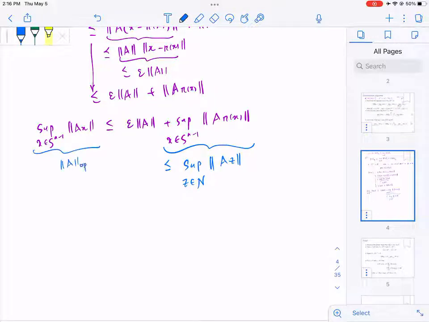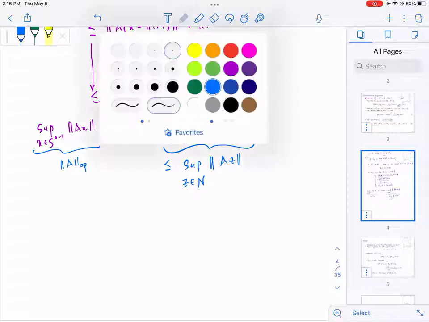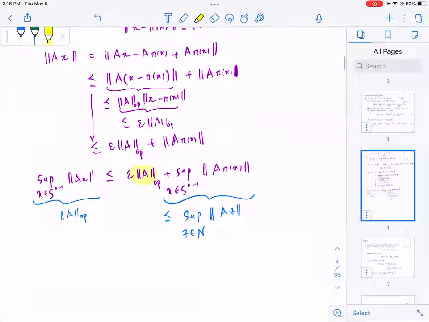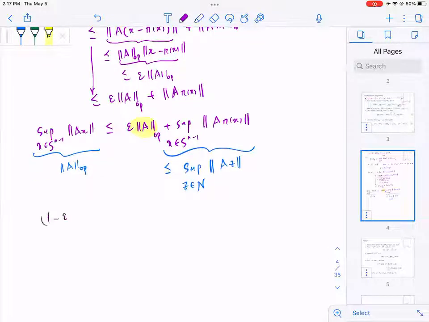So you're saying it's like you pay a price. These are all operator norms, by the way. This is the operator norm. So the price that you pay by doing the discretization is epsilon times the operator norm, and then plus this quantity. So you move things around, you get 1 minus epsilon times the operator norm of A is bounded by sup over z of the norm of A z, and then divide. Makes sense?